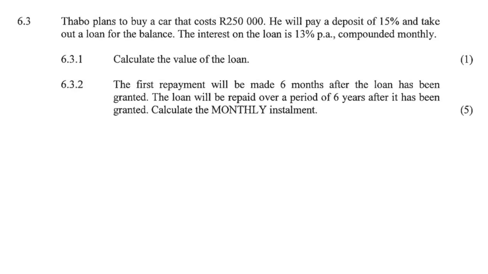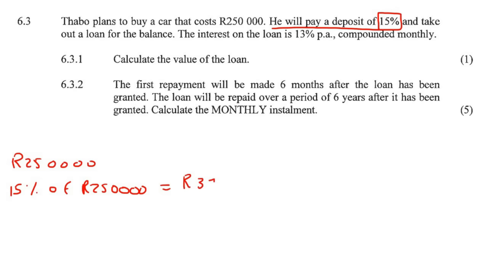Let's quickly explain. Tabo would like to buy a car. How much is the car? 250,000 Rand. Now, Tabo can pay 250,000 Rand upfront, then that's it. He does not need to use the bank because he paid for everything with his own money. But what he rather decided to do is he will pay a deposit of 15%. So what is 15% of 250,000? 37,500. So that means that Tabo will pay that amount.